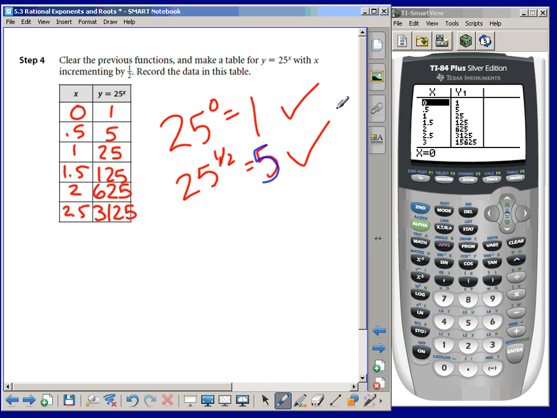25 to the 1st power equals 25. Anything to the 1st equals itself. That seems to make sense. Let's go down to this one. 25 to the 2nd power is 625. It's just 25 squared. That makes sense as well.